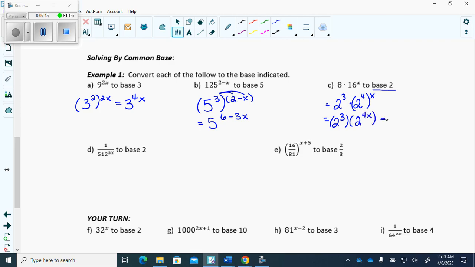And what do you do when you have the same base? Add them together. So we get 2 to the 3 plus 4x, or 4x plus 3. It doesn't matter the order. So you have that. Do you think they'll have the answer 2 to the 12x there, multiplying them instead of adding? Absolutely.